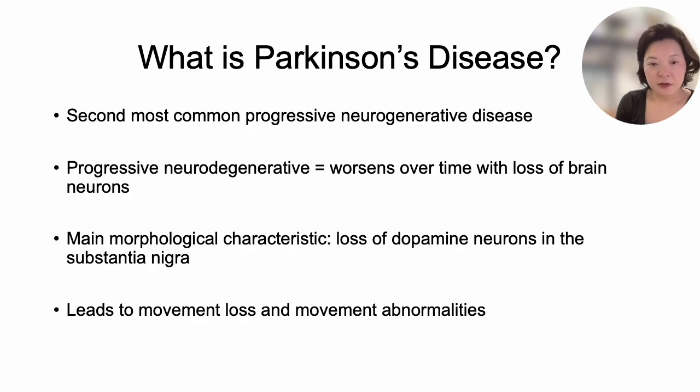Now, the main morphological characteristic of Parkinson's disease is a loss of dopamine neurons in the substantia nigra, which we will explore further in the next video. Overall, Parkinson's disease results in the loss of movement and the rise of movement abnormalities.